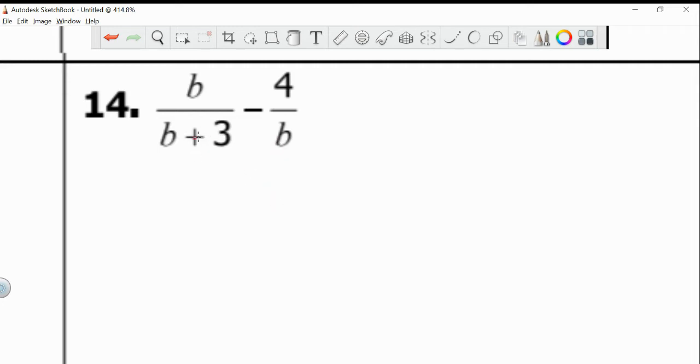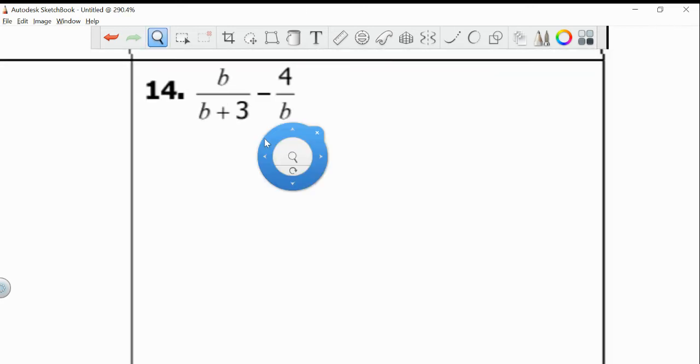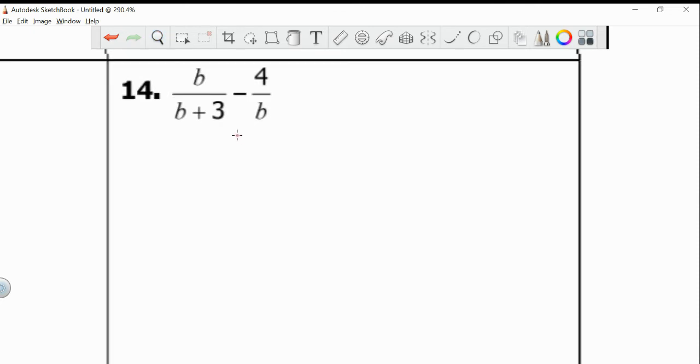They'll see b plus 3, a regular old b, and they'll have to get common denominators. How do you do that? What do you guys think? How can we handle 14? How can we get common denominators on a question like this? What do you guys think?